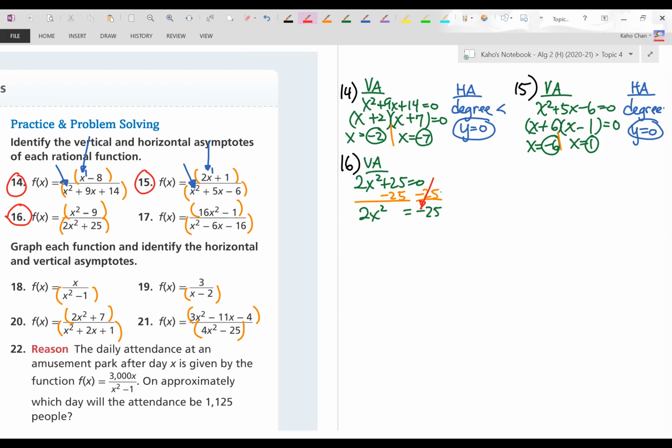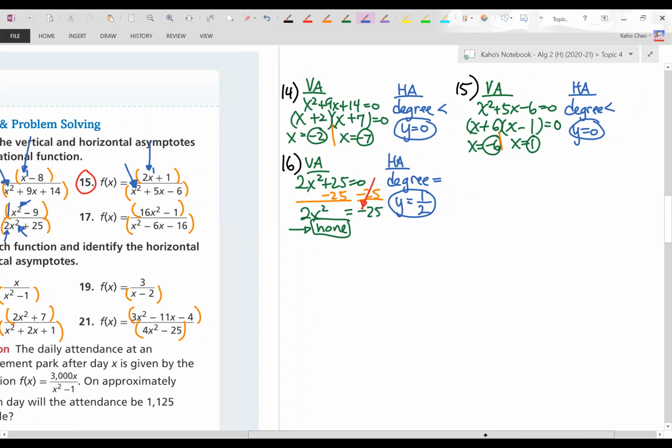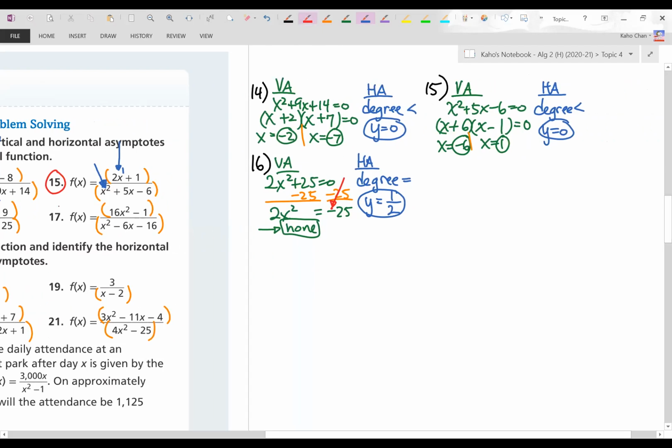Guess what, ladies and gentlemen? There are no vertical asymptotes. None. Okay. So let's look at horizontals. Look at the powers. Oh, the degree of the top is the same as the degree of the bottom, 2 and 2. So the degrees are equal. If they're equal, what you want to do is look at the leading coefficient of the top, that's 1 right there in front of x squared, and divide that by the 2 on the bottom. So there it is. Y equals 1/2. Okay, that's my horizontal. Moving on to number 17.